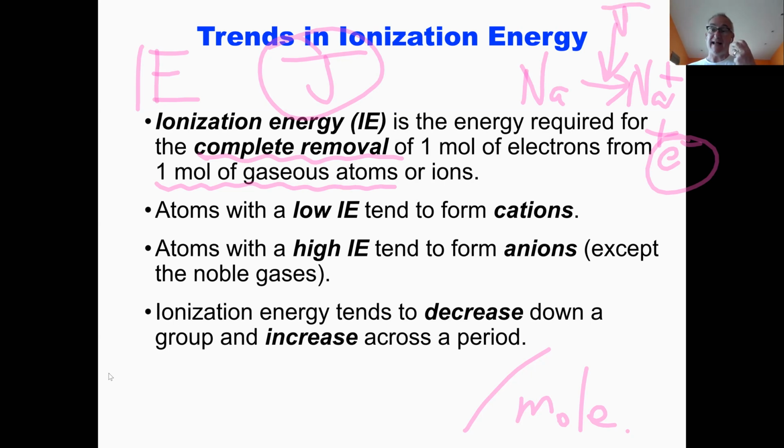If I don't need to add very much energy, this reaction of forming an ion is much more likely to happen. If I need to add a ton of energy to pull that electron away, then that reaction is probably not going to happen. So atoms with a low ionization energy, as I mentioned before, give away that electron easily. They tend to form cations. And elements that tend to form cations are what kind of elements?